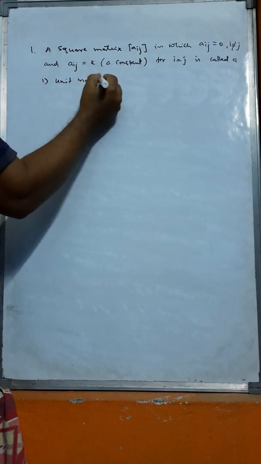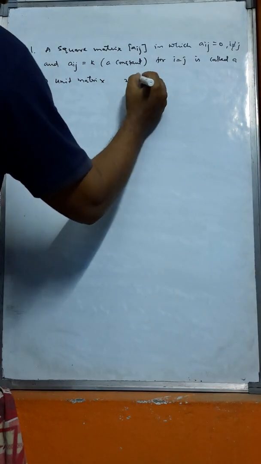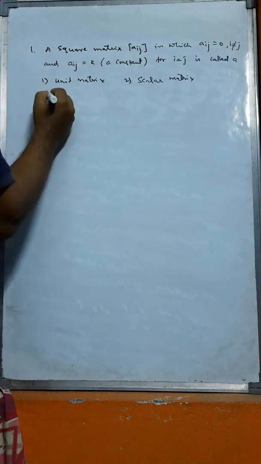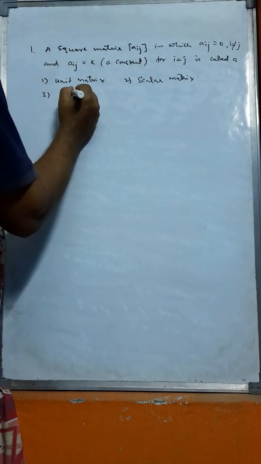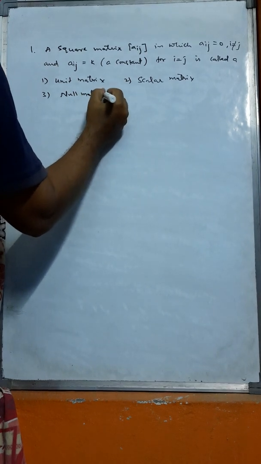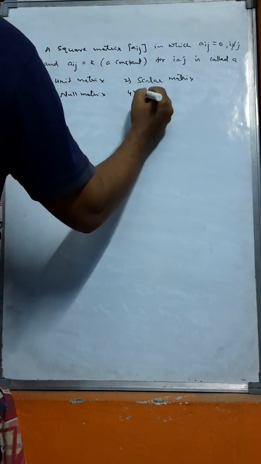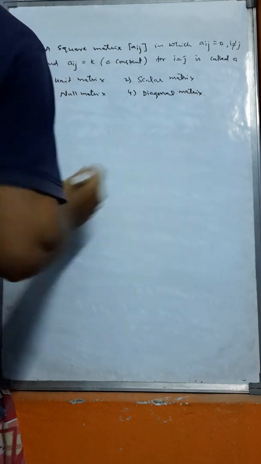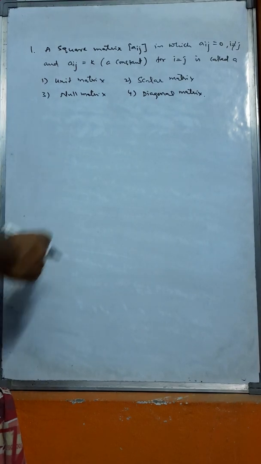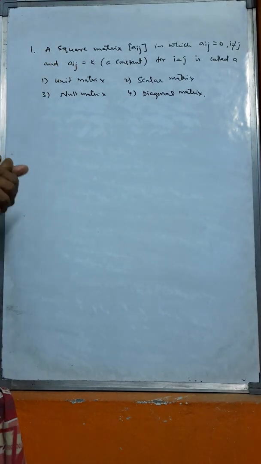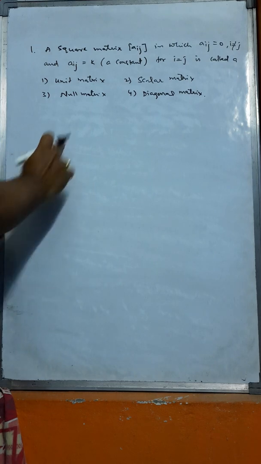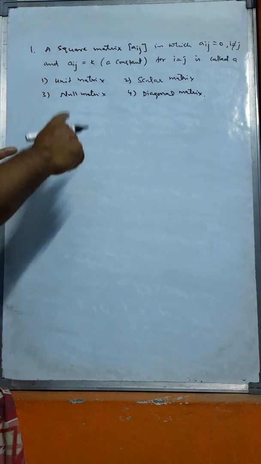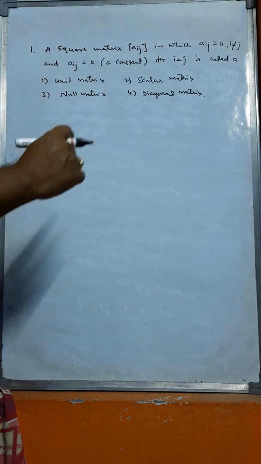first one, unit matrix, second one, scalar matrix, third one, null matrix, fourth one, diagonal matrix. So unit matrix, null matrix, diagonal matrix, scalar matrix. Null matrix means all are empty. Unit matrix means 1 0 0, 0 1 0, 0 0 1.